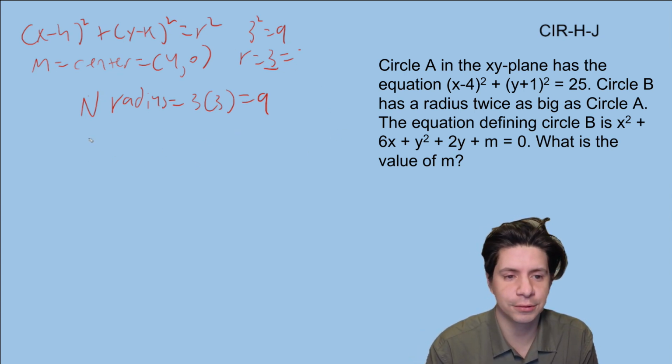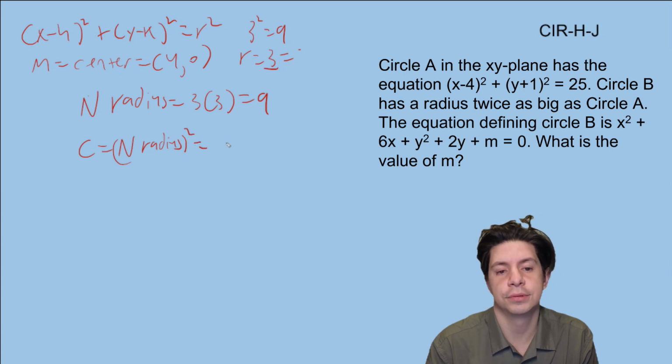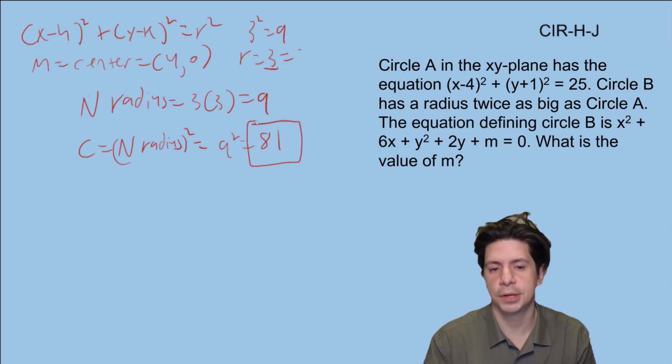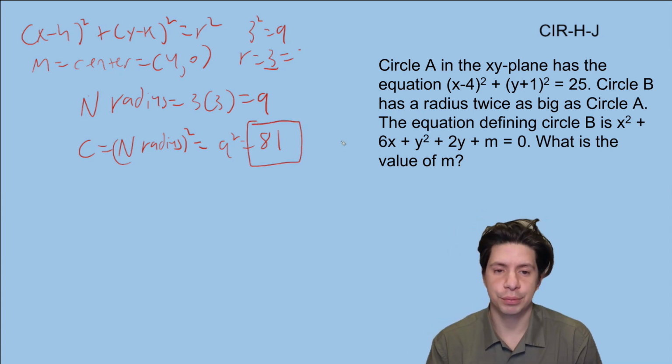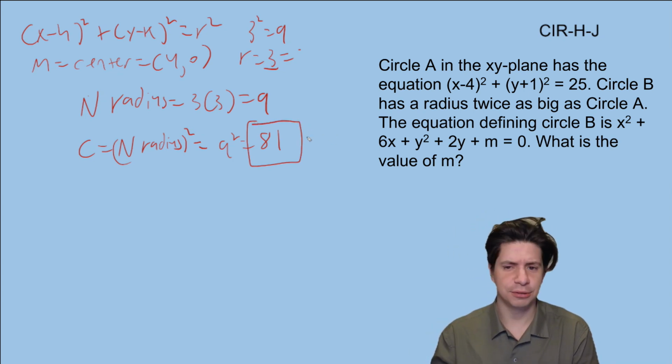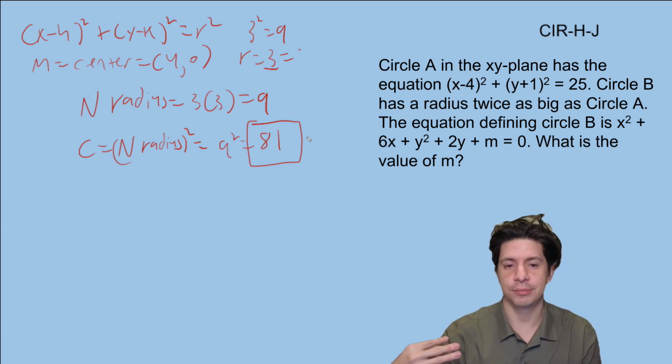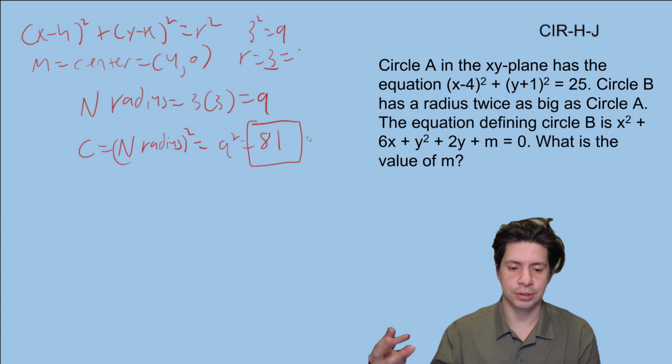So C equals N radius squared, which equals 9 squared, which equals 81. Okay, and that will be our answer here. Not too bad a question, right? It's just knowing the standard form for circles in a plane equation, and from there you can extrapolate.